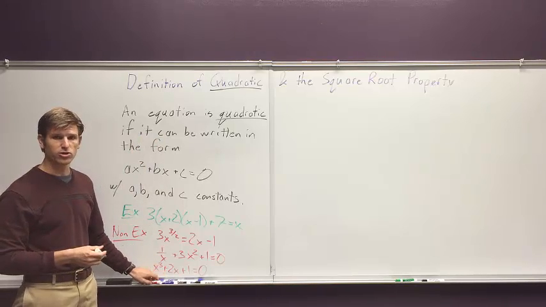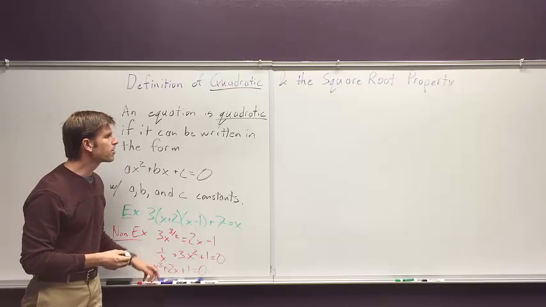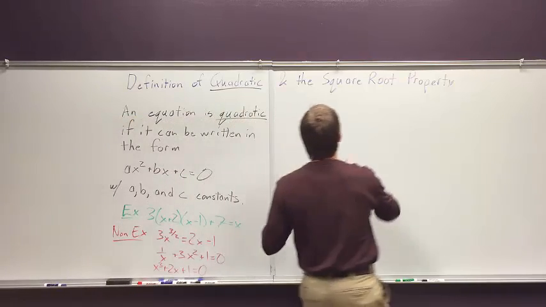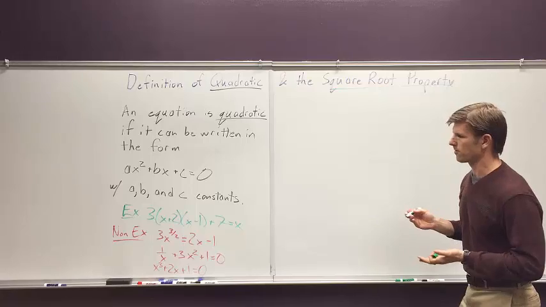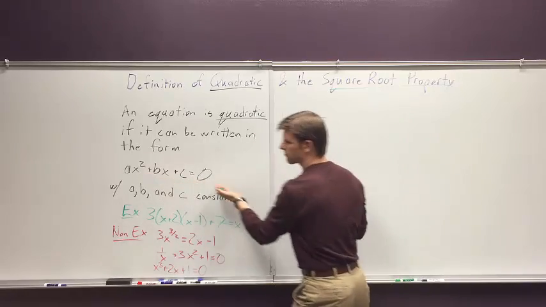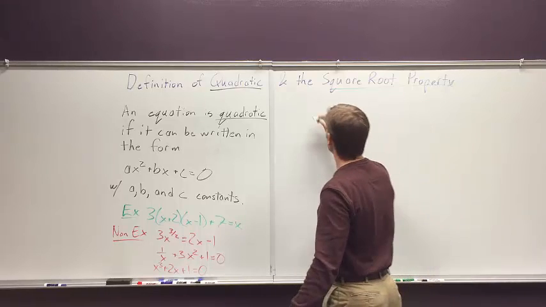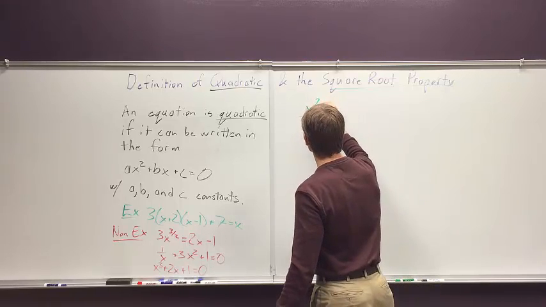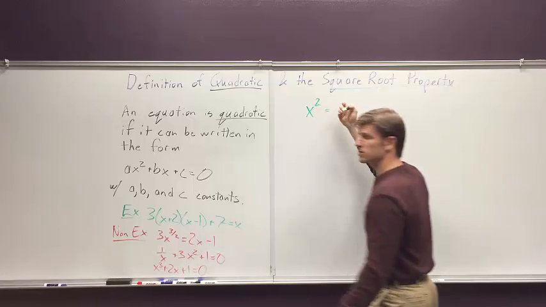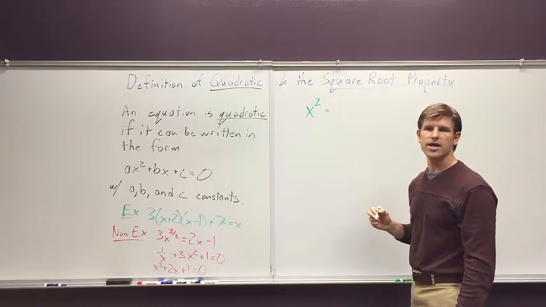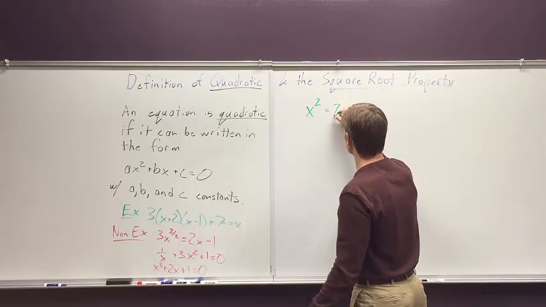Okay, so examples, non-examples. And when you have quadratics, we're going to spend a fair bit of time thinking about how to find solutions to quadratic equations. But for the time being, let's think about something called the square root property. So if you're solving something like this, best case scenario, you have an equation that says something like x squared equals some non-negative number. X squared equals 7.